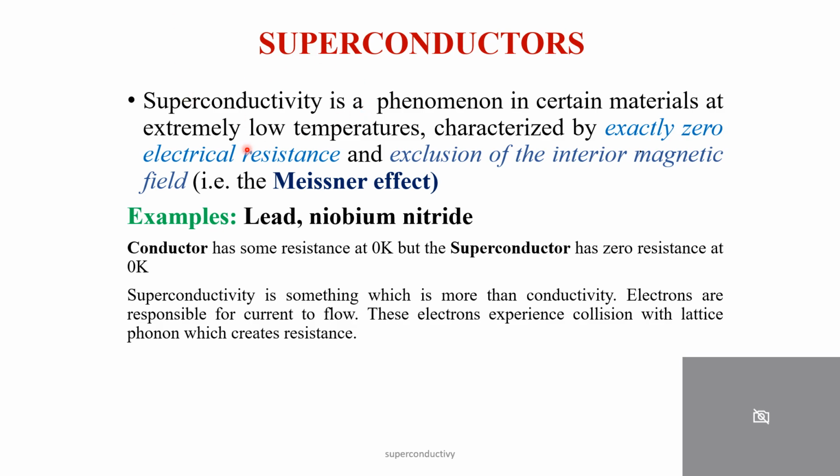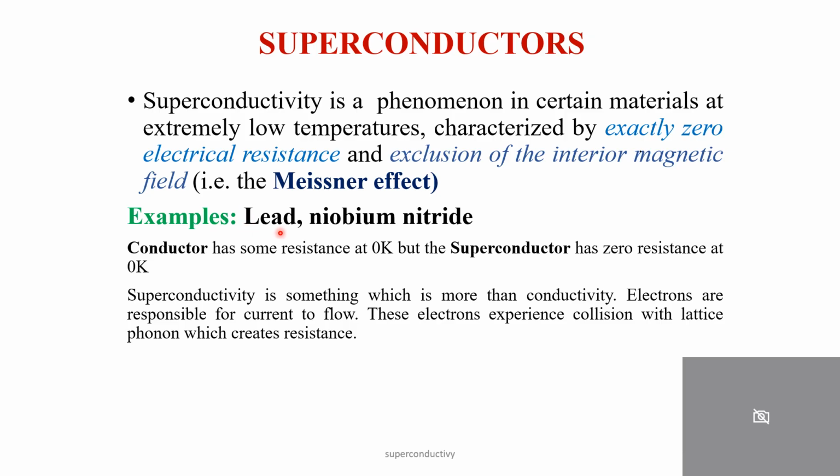What is a superconductor? Superconductivity is a phenomenon in certain materials at extremely low temperatures characterized by exactly zero electrical resistance and exclusion of the interior magnetic field, that is the Meissner effect. That means the exclusion of the interior magnetic field is called the Meissner effect. So the superconductor has two properties. One is exactly zero electrical resistance and the other is the exclusion of the interior magnetic field, which is also called the Meissner effect.